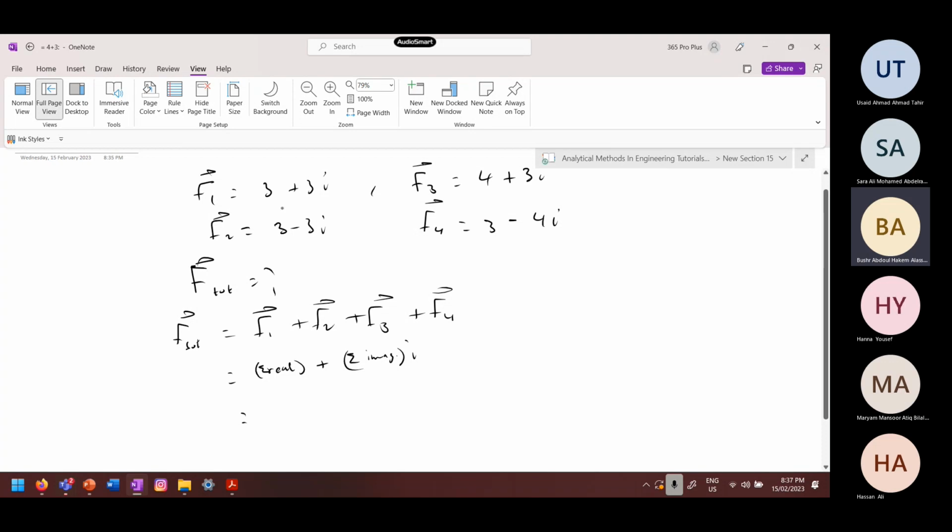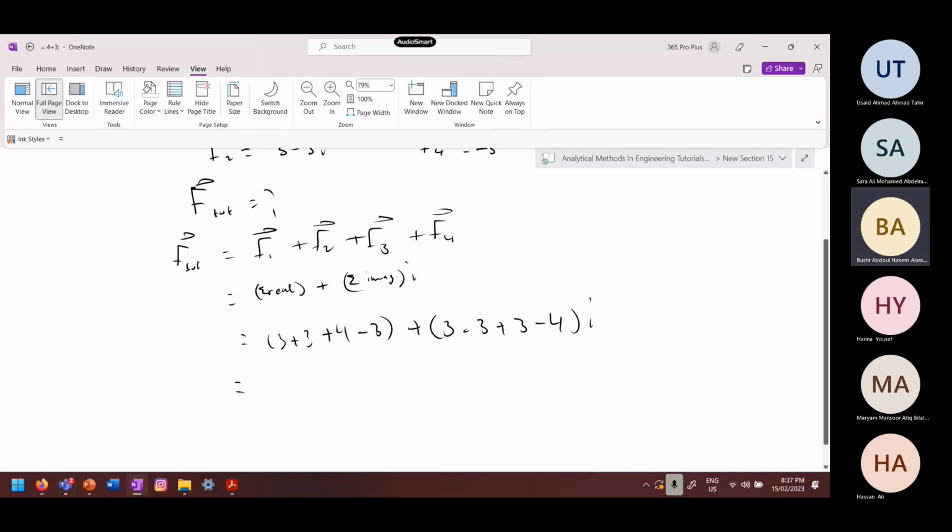The real values are 3, 3. Let's give this a negative sign. Okay, 3 plus 3 plus 4, negative 3, plus, as for the imaginary, 3, negative 3, plus 3, negative 4, i. Simplify this, you'll get 3 plus 4, 7, plus negative i. Okay, that's F total.